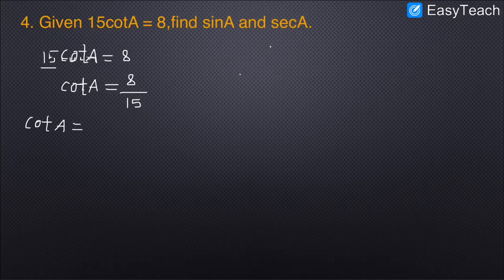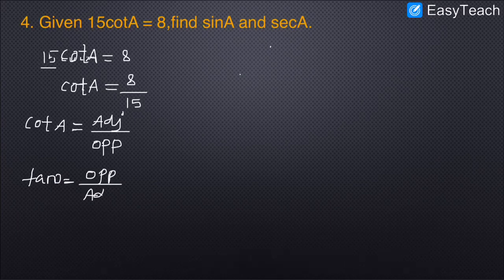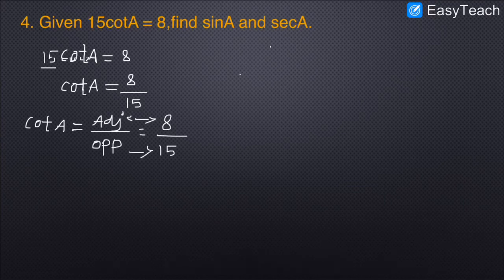Okay. In the next step, let's write the ratio for cot theta. So what is it for cot theta? Adjacent by opposite, right? This is the reciprocal of tan theta. We know the tan theta ratio, which is opposite by adjacent. So I just write the reciprocal of this one. So we can take 8 as the adjacent side and 15 as the opposite side.